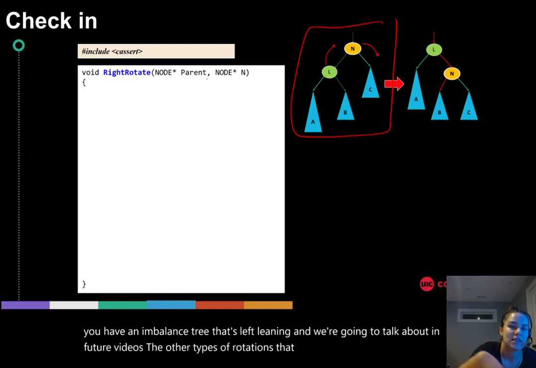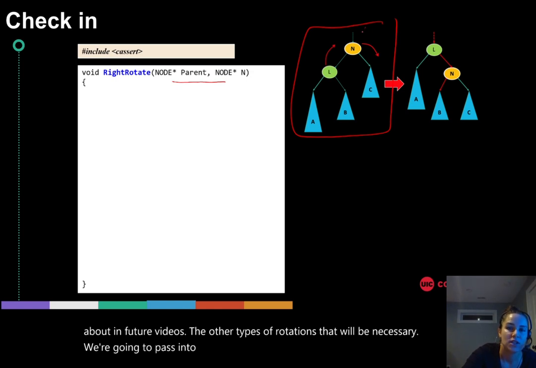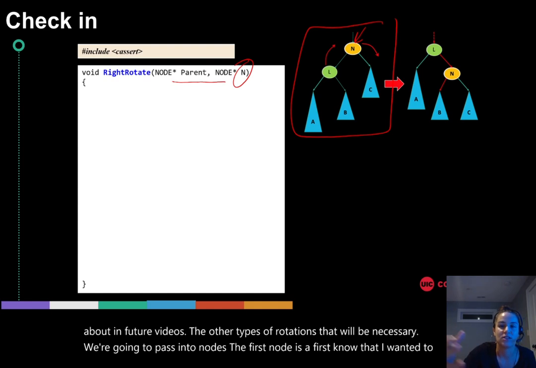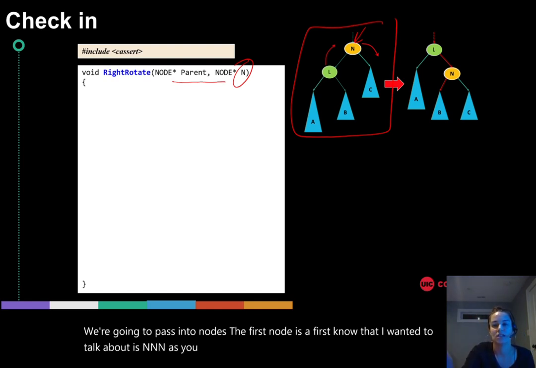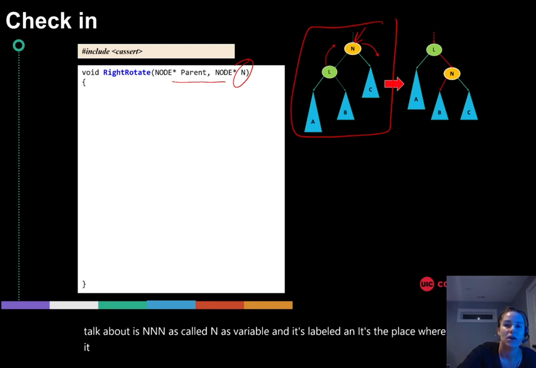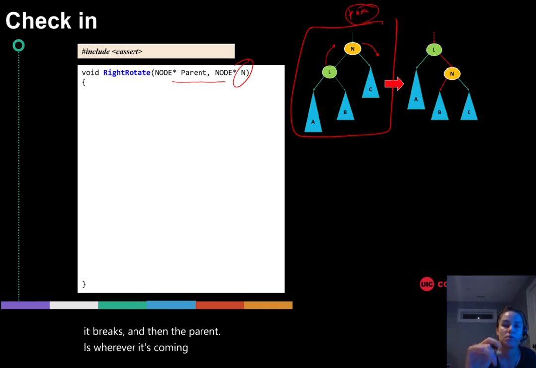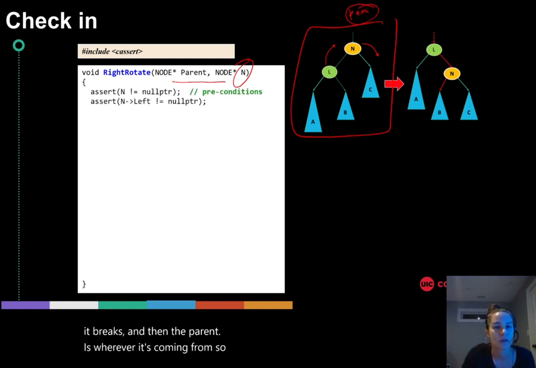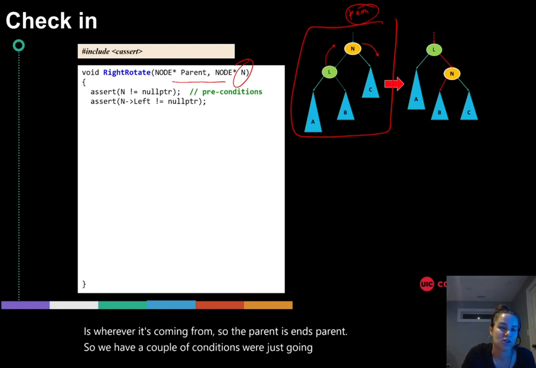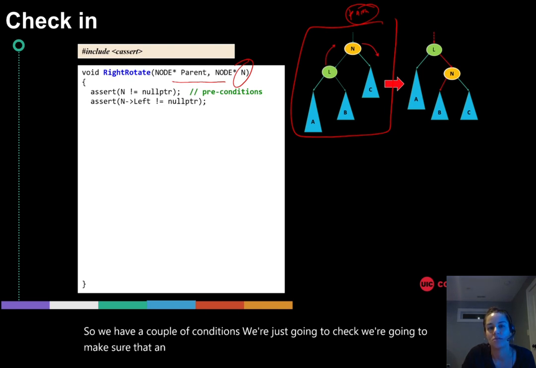We are going to pass in 2 nodes. The first node is n, and n is called n as a variable, and it's labeled n. It's the place where it breaks. And then the parent is wherever it's coming from, so the parent is n's parent. So we have a couple of conditions we're just going to check. We're going to make sure that n isn't null, and we're also going to make sure that n's left isn't null.